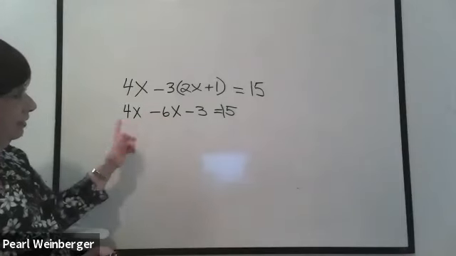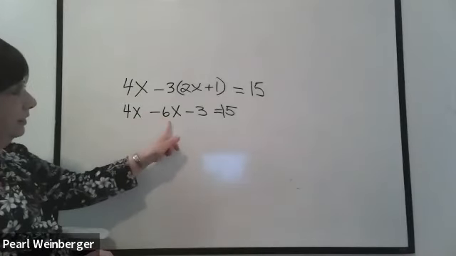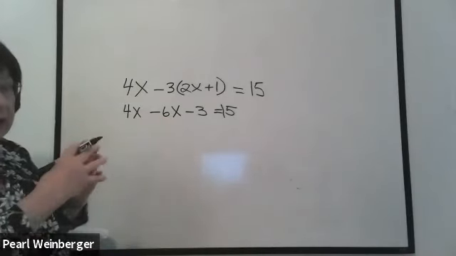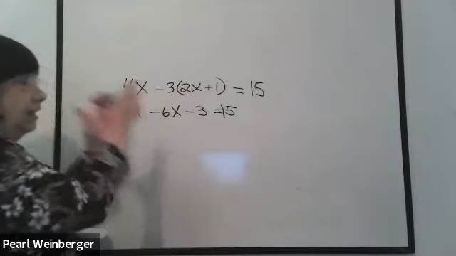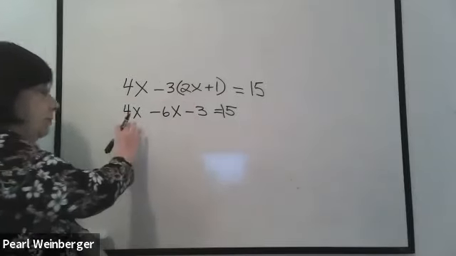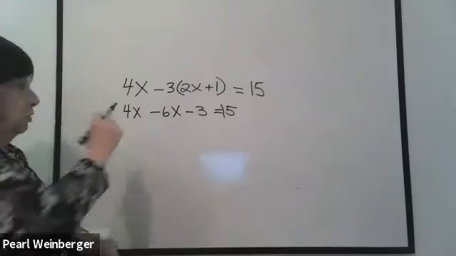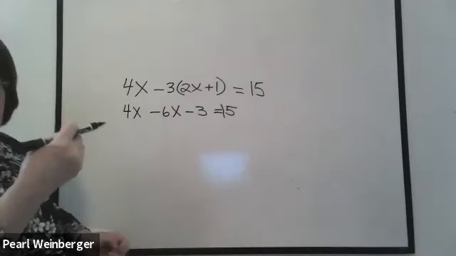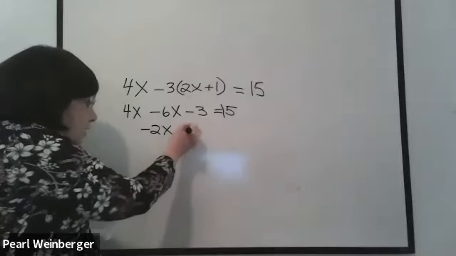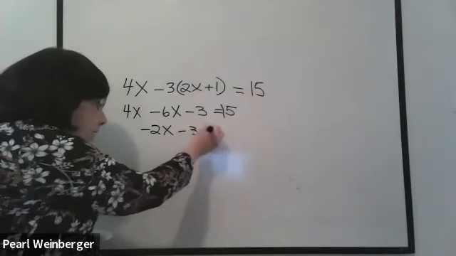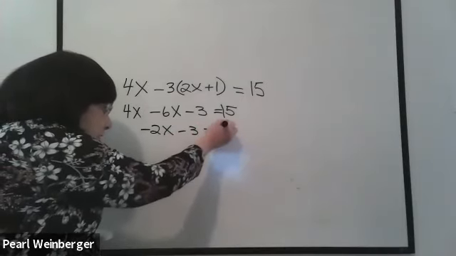I see on here I have a 4x minus 6x. Those are like terms. They're on the same side. I'm going to combine them. How much is 4x minus 6x? Well, 4 minus 6 is -2. So it's -2x. And I just bring down the -3 because that can't be combined, and that equals 15.